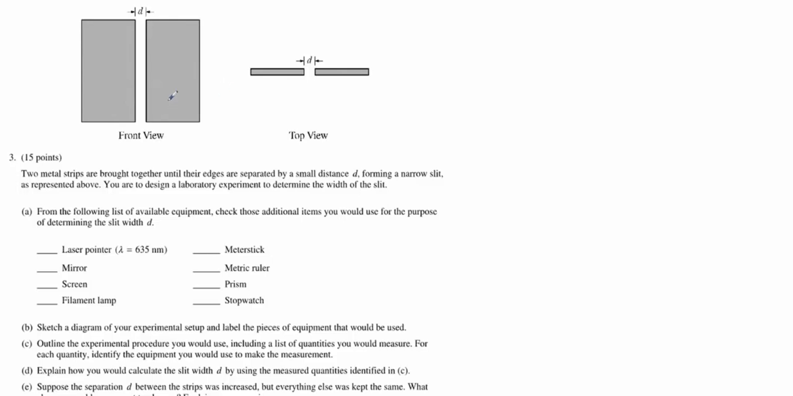We've got two metal strips. We're bringing them together until their edges are separated by a distance d, forming a narrow slit. Now we're going to design an experiment to help determine that slit width.